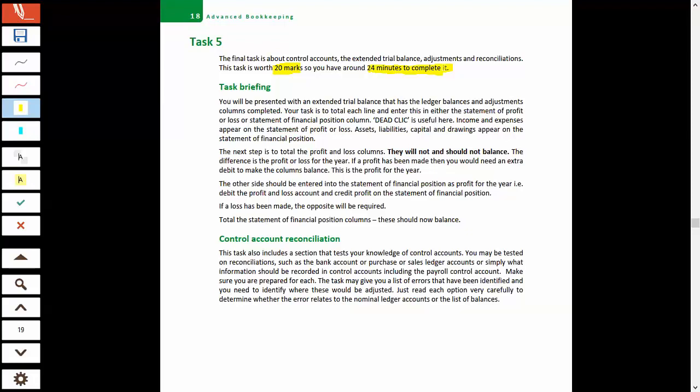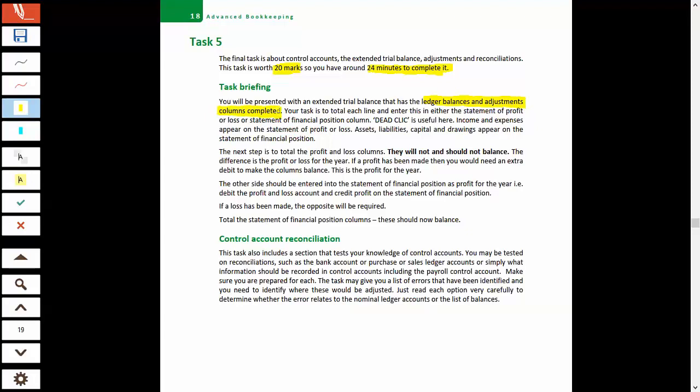So in terms of what's actually going to be going on in these tasks, we have a nice little debrief here. First of all, we're told that you will be presented with an extended trial balance that already has the ledger balances and adjustments completed, which is very, very nice. So essentially the initial trial balance will already be done for you.